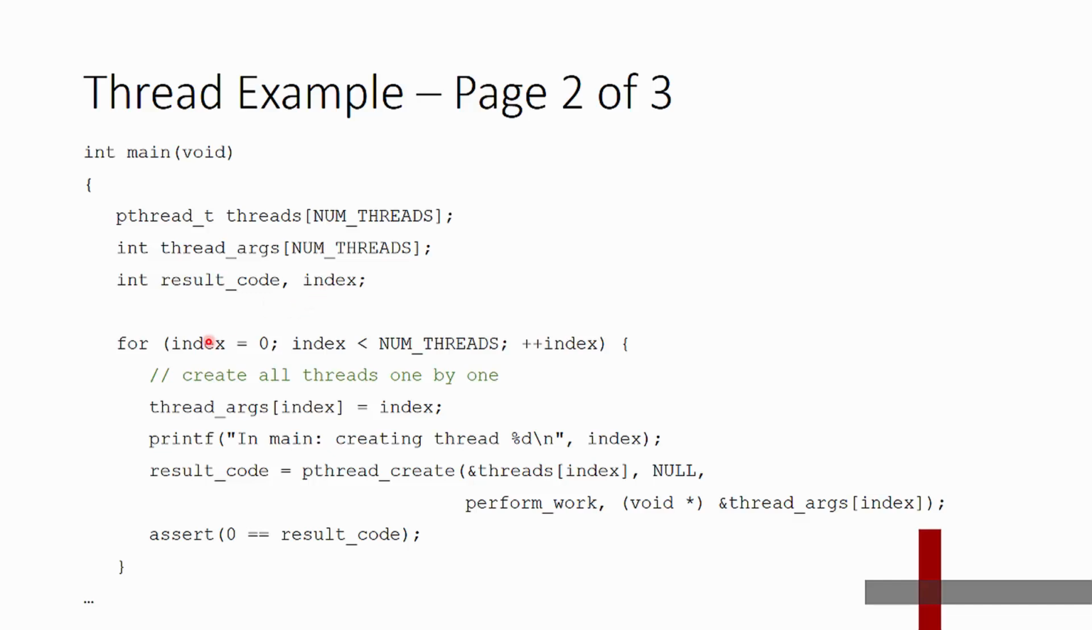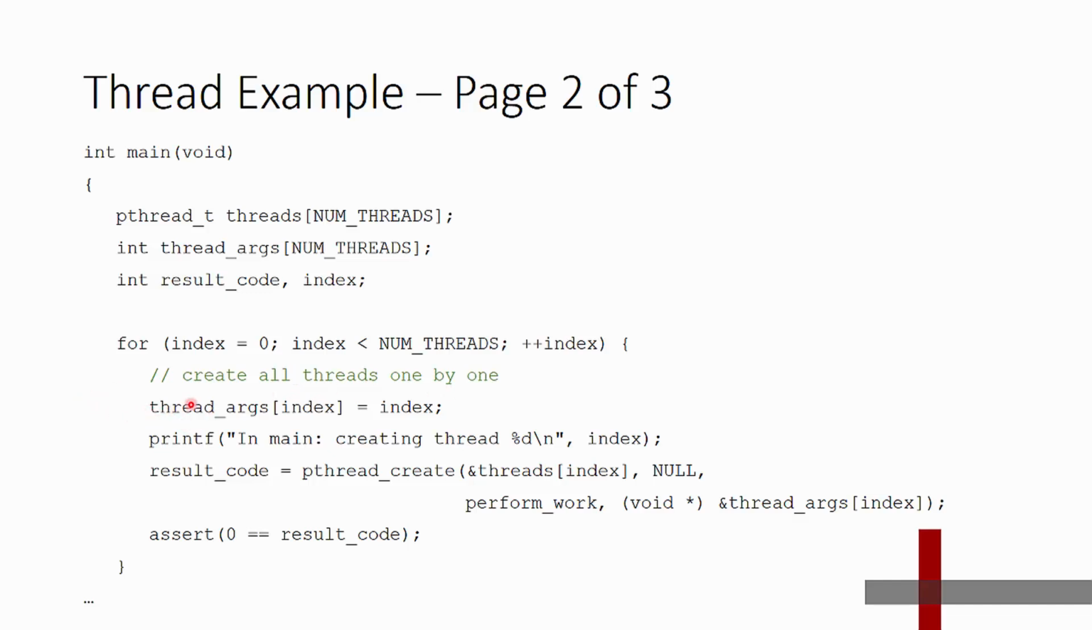Right off the bat, the index is going to be set up as equal to 0, and as long as index is less than num threads, let's run a for loop. So this is going to be 5 different instances, right? 0, 1, 2, 3, 4, 5 different times. And we'll increment index each time. So what our for loop here does is it's going to create the threads one by one.